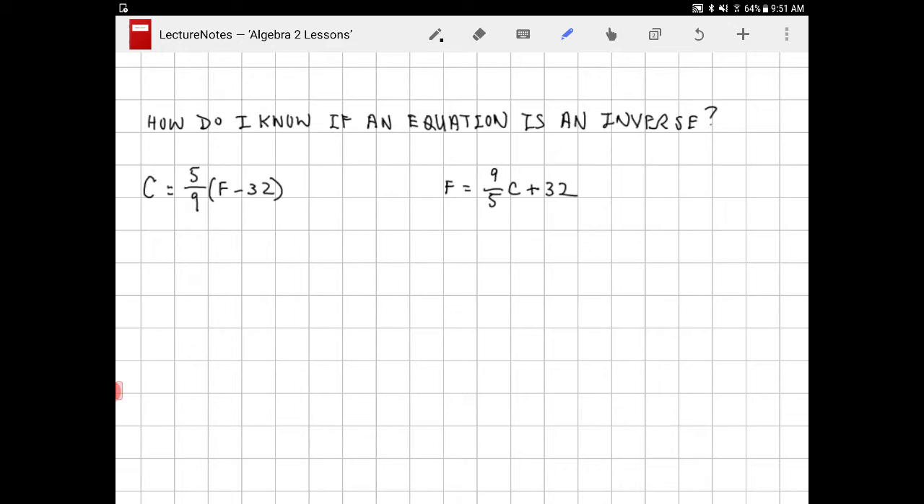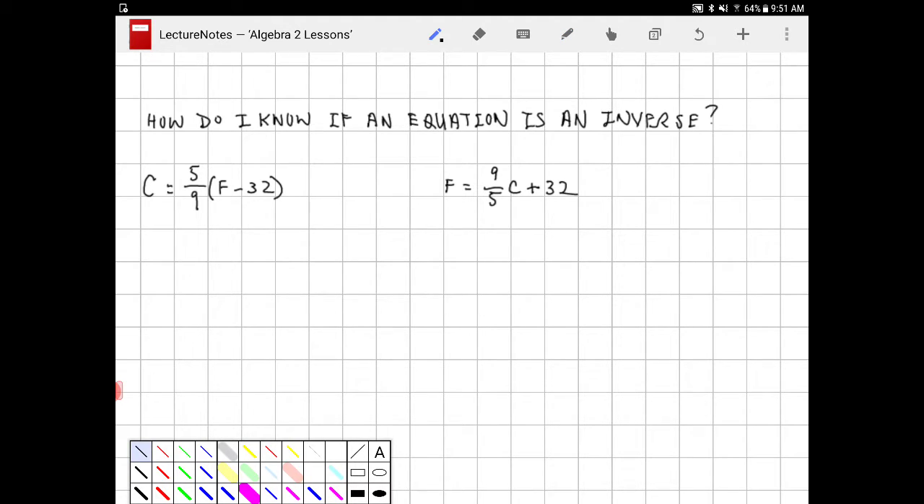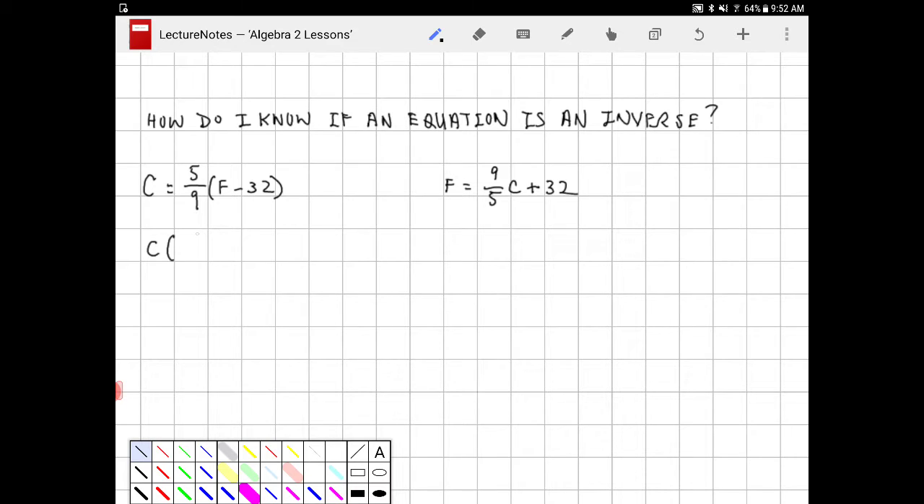As it turns out, if I take the equation C, I have C is equal to 5/9 (f minus 32), and I know C is a function of f. So what I'm going to do is, wherever I see f, I am going to make the substitution of 9/5 C plus 32. So I'm going to punch that in there. I'm going to have 9/5 C plus 32.